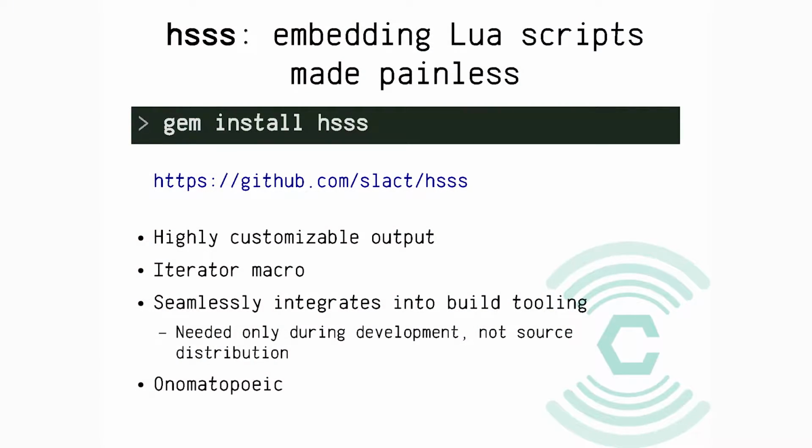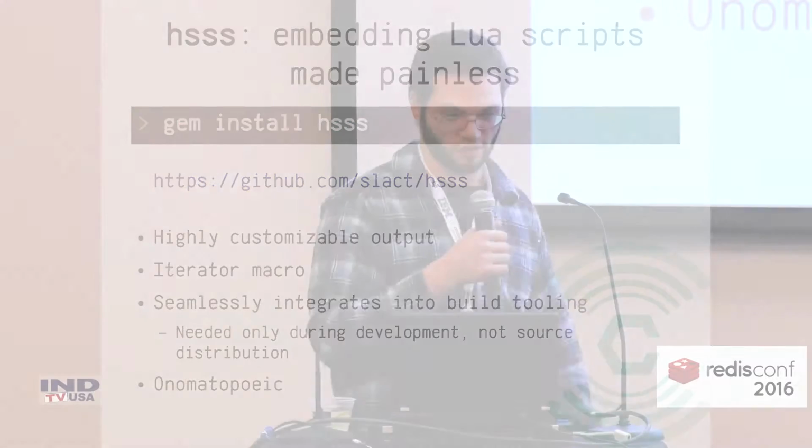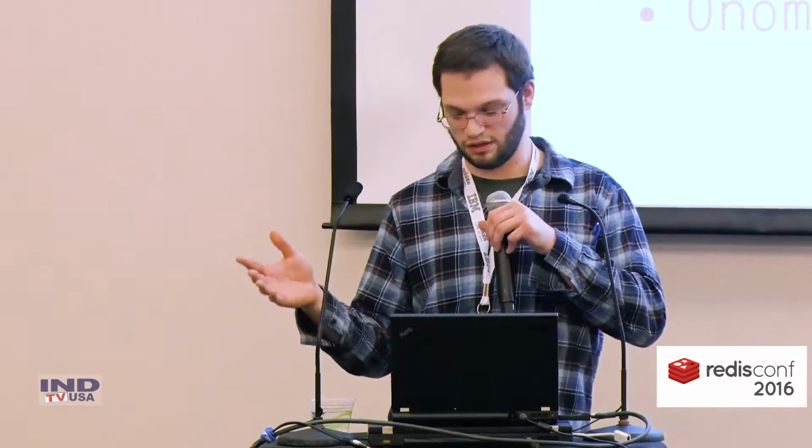Okay, that's his. You can run it. You can install it with gem install his. It's all on GitHub. It's customizable. It's got an iterator macro. You don't need it. You only need it for development. You don't need it for distribution.